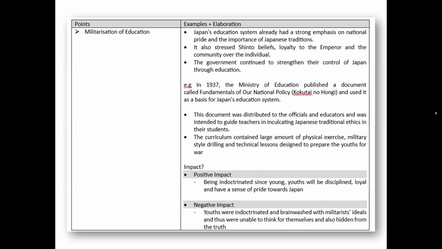Now, positive impact, of course, the indoctrination since young, the sense of pride. That's why you have all these very young Japanese who are willing to fight for Japan later on when they go to war, right? Now, because of that, it was very much a brainwashed society.